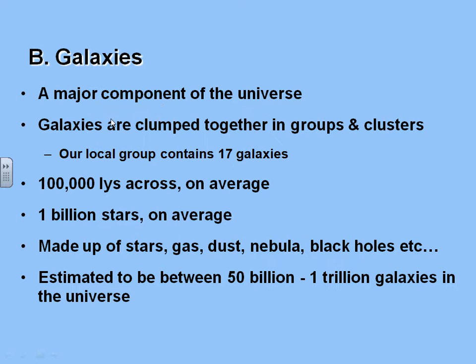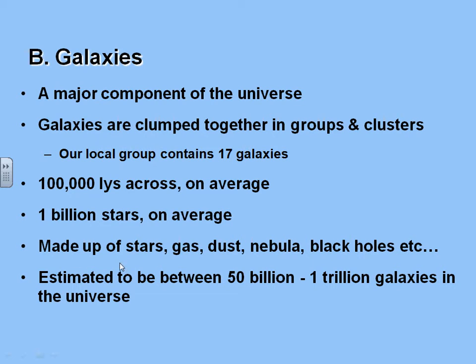If you think about it, galaxies have billions and billions of stars in them. It could be as much as, I don't know, 100 billion, 200 billion stars in a galaxy, depending on how big it is. And it could be not very big too, right? Our Milky Way is a type of galaxy, which we're going to talk about. Our local group contains 17 galaxies within our area, basically clumped together. On average, they're about 100,000 light years across, with about 1 billion stars per galaxy.